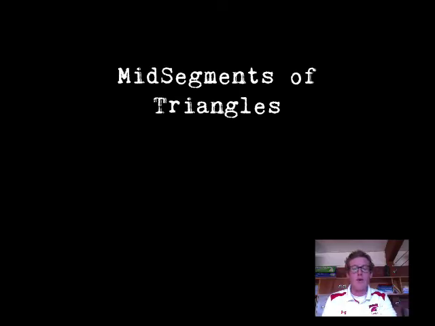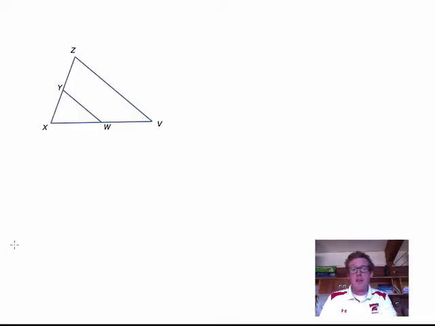In this quick video, we'll be talking about mid-segments of a triangle. So when we start off with a triangle like this, usually what you'll have to know is that the point at W, so right there, and the point at Y has perfectly bisected Z and X. In other words, ZY and YZ are congruent, and XW and WV are congruent.